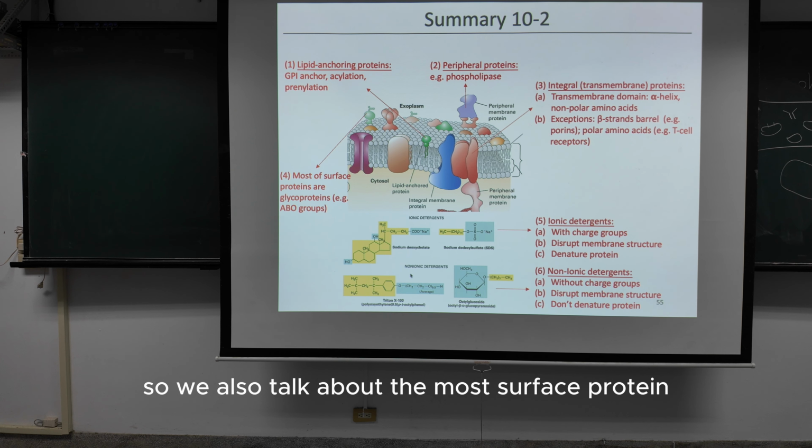And for the detergents, you will see ionic detergent and non-ionic detergent. They both can disrupt the membrane structure. But the ionic detergent will denature the protein. The protein is still there, but it doesn't fold anymore. But non-ionic detergent doesn't denature the protein. It still allows you to measure or characterize the enzyme activity of your protein. Any questions so far?